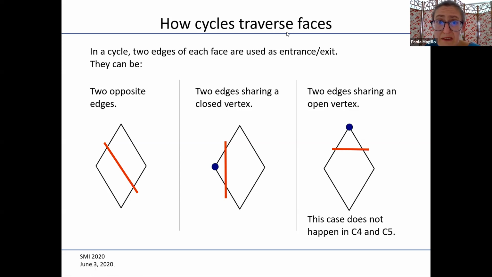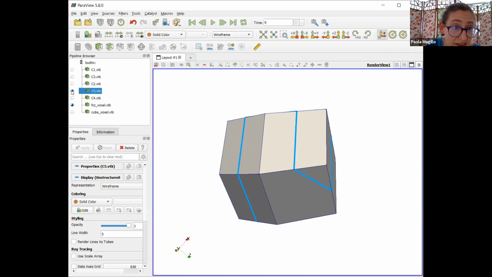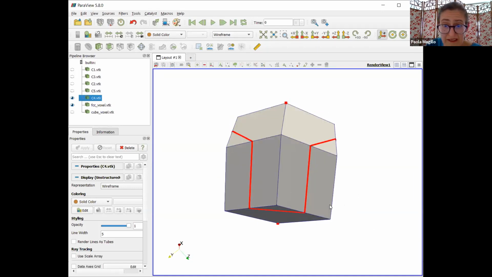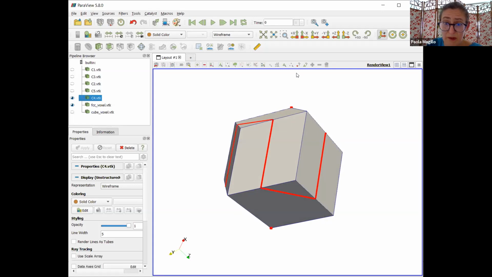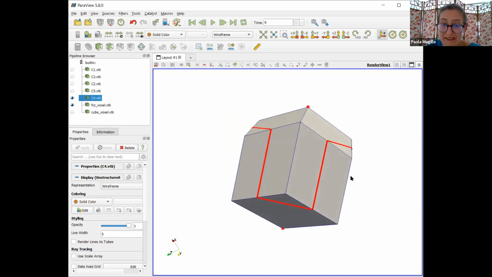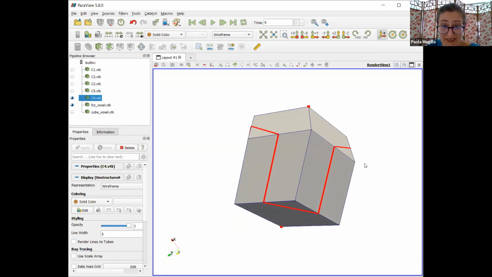For example, if I return to the 3D visualizer, this cycle here is symmetric with respect to an axis passing through the two red points, and it can be a property that you can choose. Other cycles are symmetric with respect to the center of the object. In some way, if you have 5, you can choose one with the specific properties that you may need.